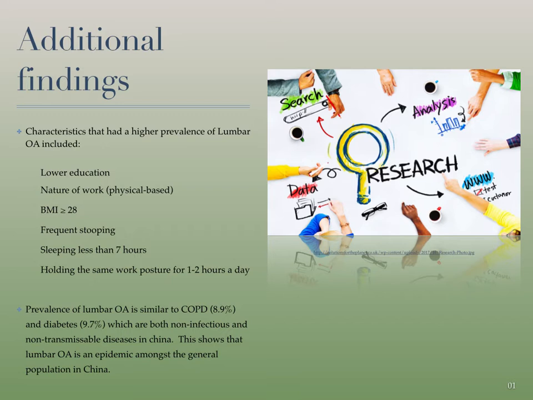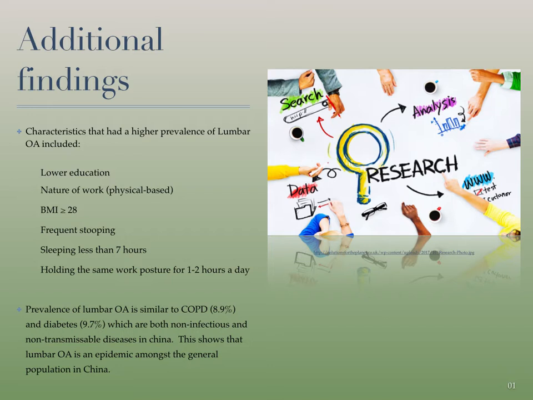And each one of these characteristics, lower education, nature of work, were broken down into different subgroups. So for instance, the nature of work had physical-based, mental-based, and mixed. The physical-based definitely had a higher prevalence. The education had undergraduate or higher, junior college, senior high school, and junior high school or lower. So junior high school and lower had a higher prevalence.